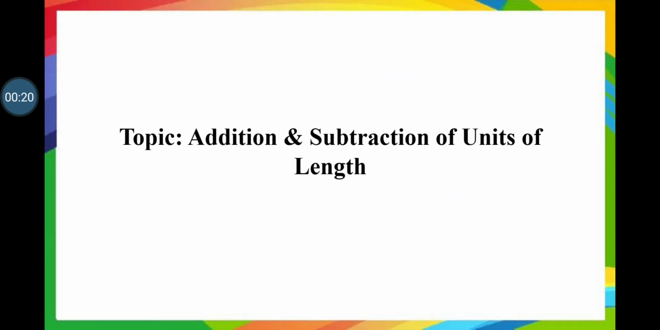So, dear students, our today's topic is about the addition and subtraction of units of length. As in our previous lesson, we had learned about the conversion of units of length, that is, how we can convert one unit to another unit. So today we have to learn how we can add and subtract the units of length.